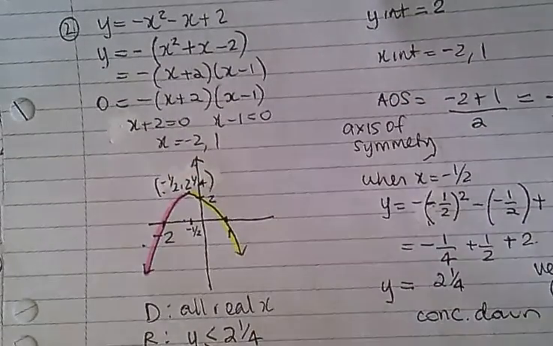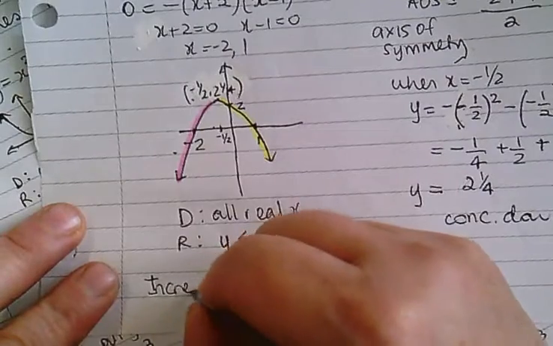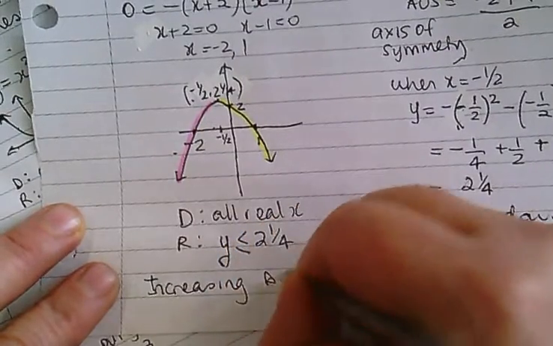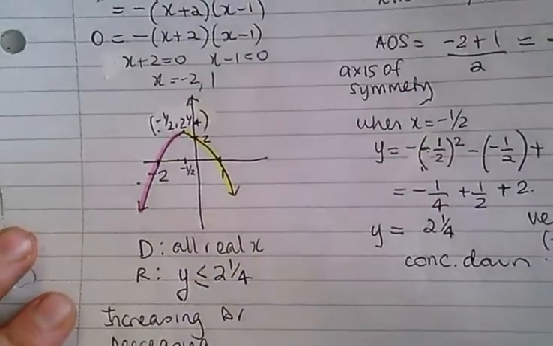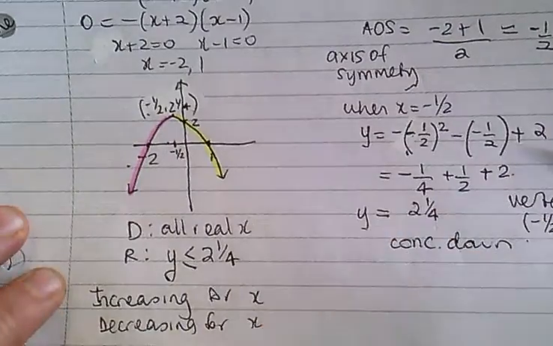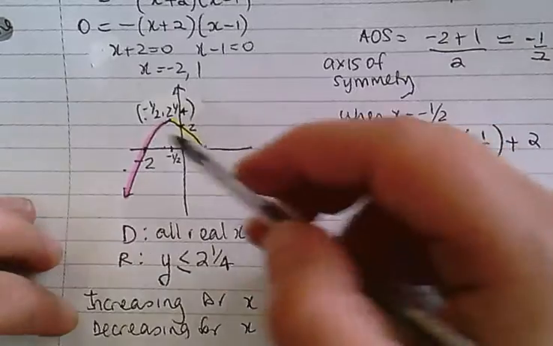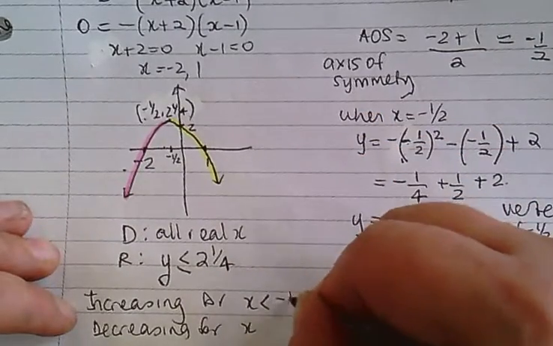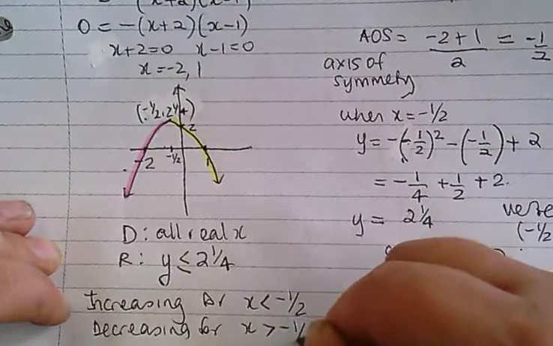So what values have we got? So the curve is increasing for which values of x, and decreasing for x what? So increasing is the pink bit. Which values of x are these? Yep, less than -1/2. And then greater than -1/2.